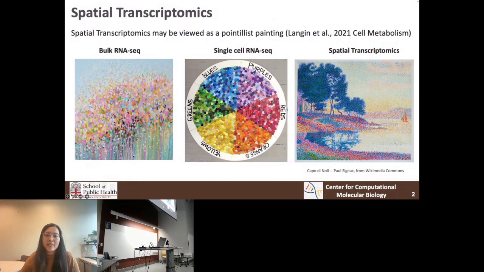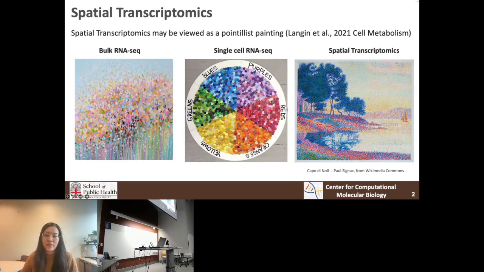And actually, here is an illustration to show you the differences between these three transcriptomics technologies. Before spatial transcriptomics, bulk RNA-seq was the traditional way to measure gene expression, and it measures the average gene expression of a sample. However, we don't know what the cell types are in this sample due to technical limitations. Here is an analogy for this sequencing technology. We can imagine it is like a painting with a mixture of dots of colors, but we don't know the exact color of each dot.